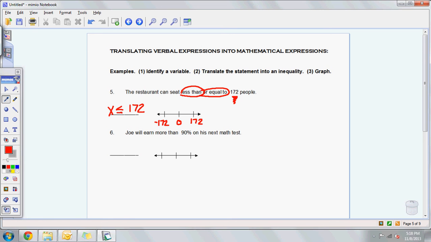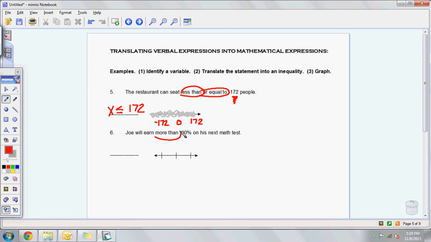So according to my key that we just did, if it's less than or equal to, since it could be 172, I'm going to do a closed circle because the restaurant could seat 172 people, so it could be equal to that. But it could seat less than that, right? Because you might not always have 172 people in your restaurant. So if I could seat less than that, I need to show that I could seat less than that. So closed circle, but you could also seat less than that, so everything on this side of the number is less than 172.